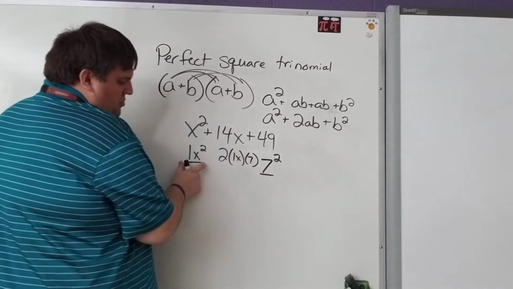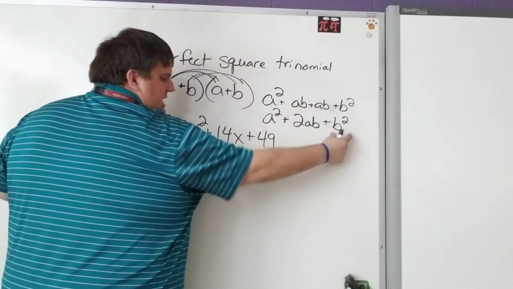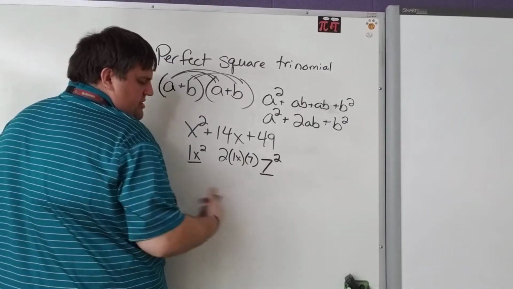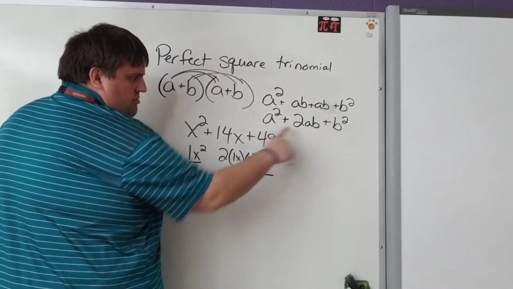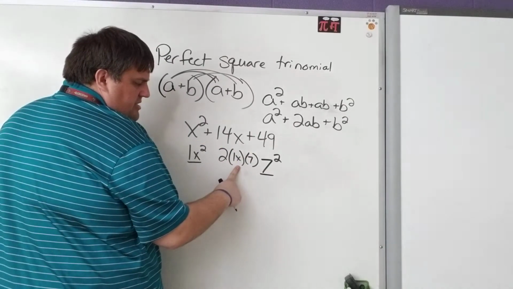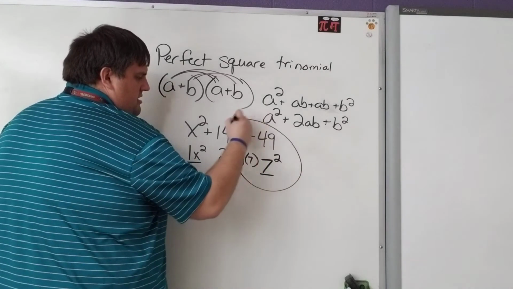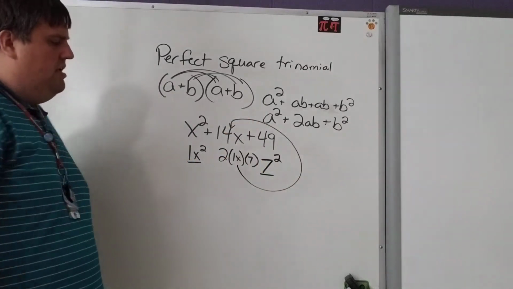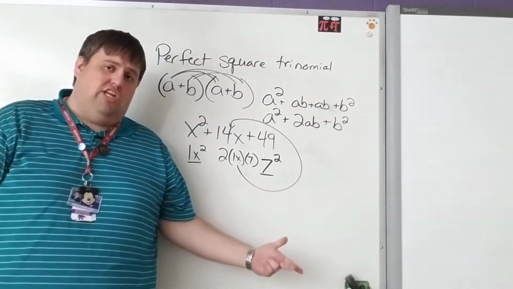And I'm getting that right from here. The a is 1x, whatever is squared here is a. The b is 7, whatever squared here is b. And then in the middle here, 2 times a times b. So if you do 2 times x, that's 2x, times 7 is, in fact, 14x. So you basically just have to check that middle term and see, does this actually work?